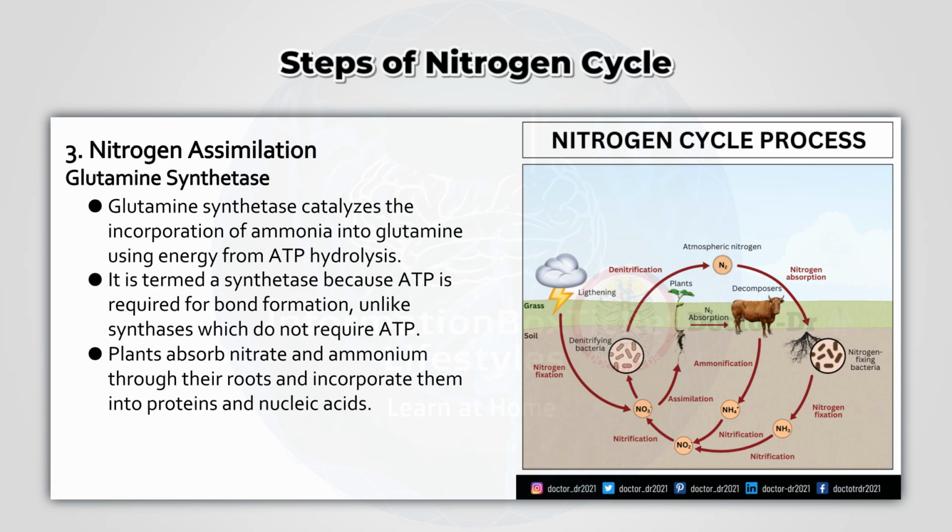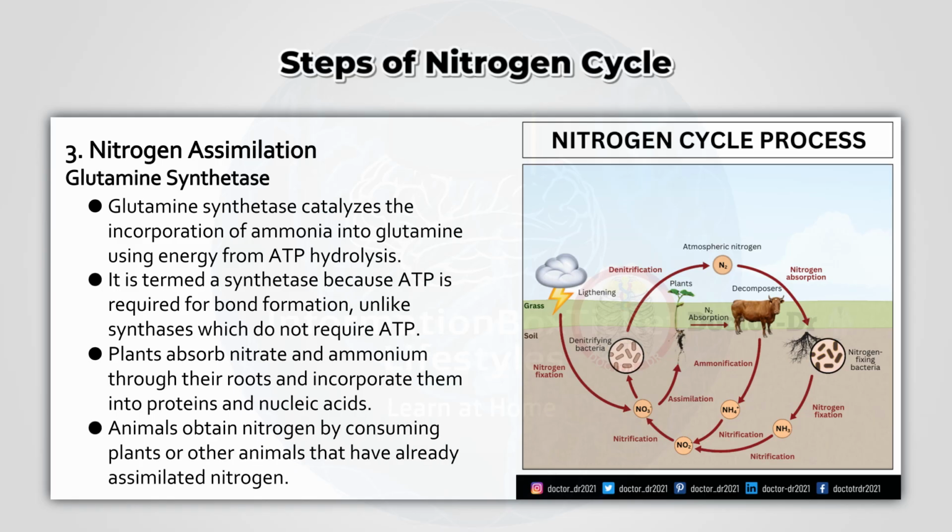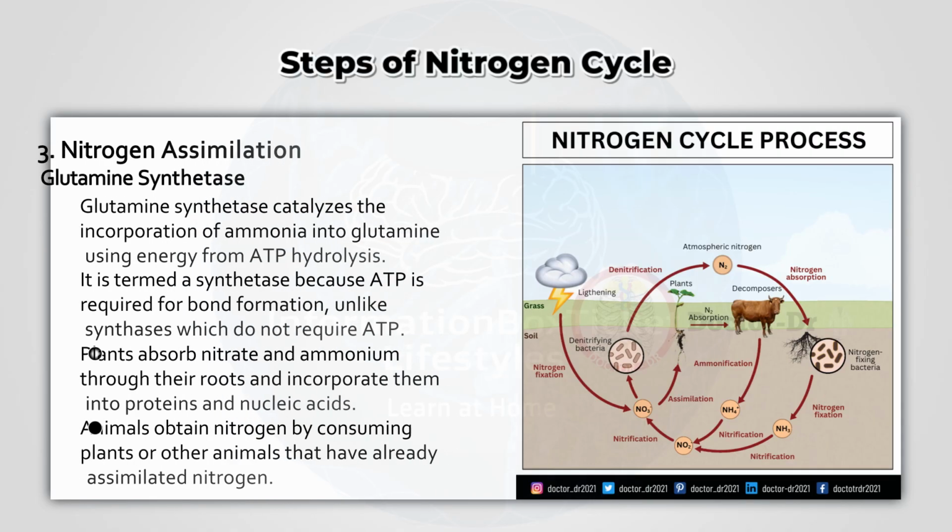Plants absorb nitrate and ammonium through their roots and incorporate them into proteins and nucleic acids. Animals obtain nitrogen by consuming plants or other animals that have already assimilated nitrogen.